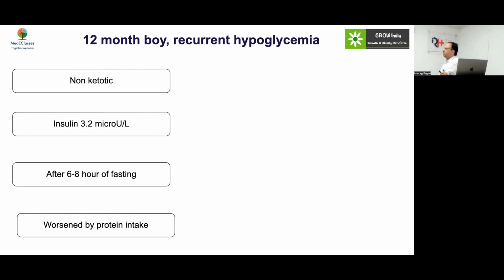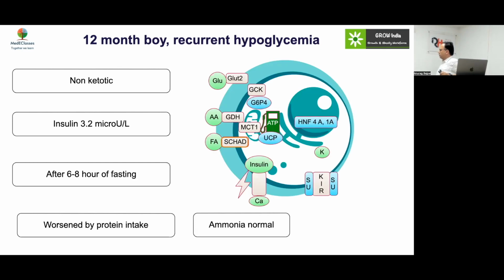Insulin is detectable. So ammonia is normal. So this is a SCAD defect. These are all responsive to SCAD, which also interacts with the GDH pathway. But ammonia here becomes normal.